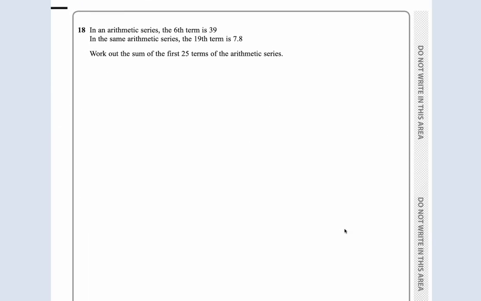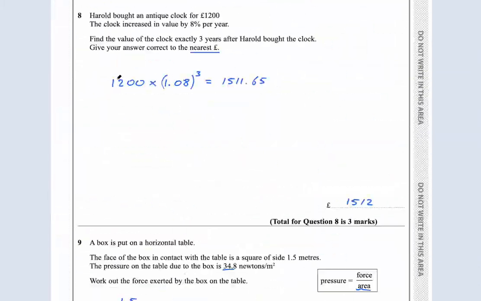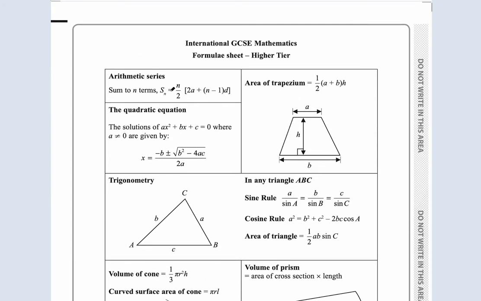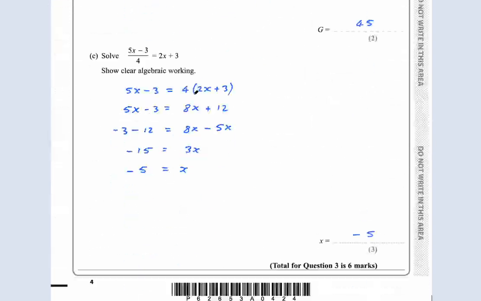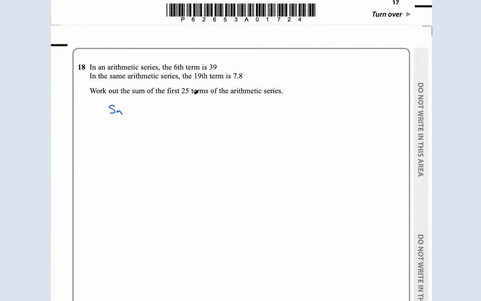Okay, question 18. In an arithmetic series, the 6th term is 39 and the 19th term is 7.8. Work out the sum of the first 25 terms. Okay, so guys, we have a formula in the formula booklet for the sum of n terms. It's the very first formula here: n over 2 (2a plus (n minus 1)d). So that is the formula that I'm going to use.